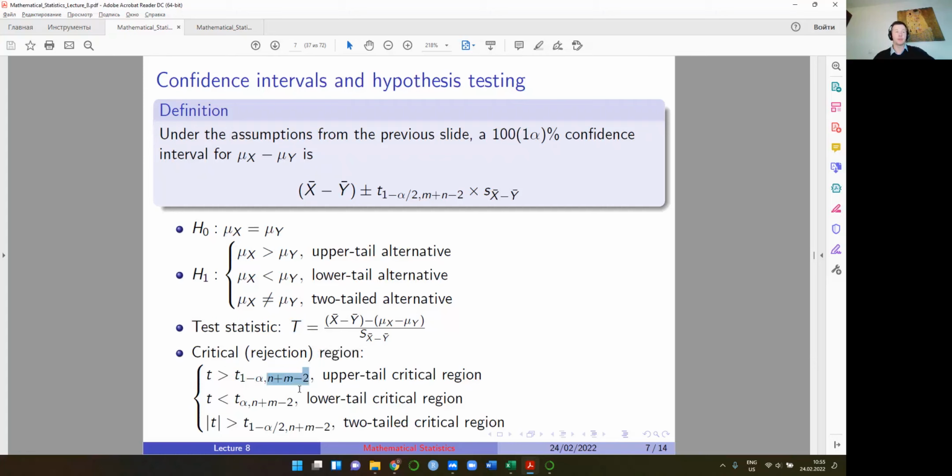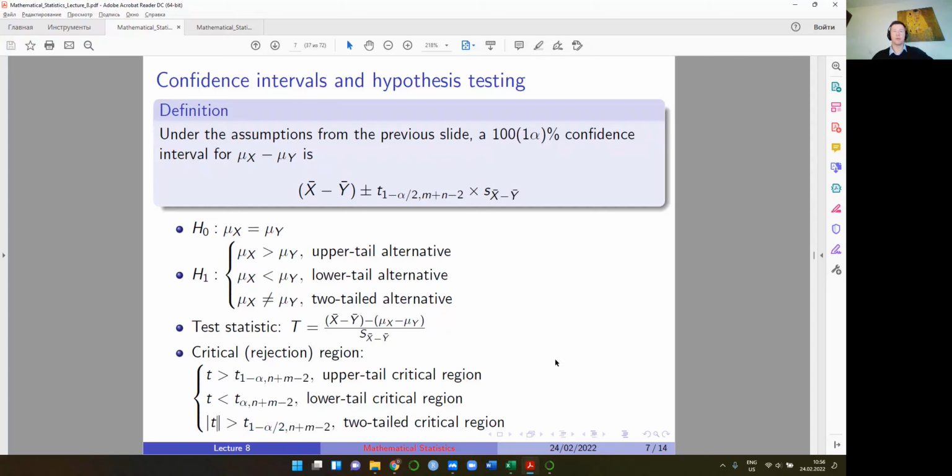For the lower tail alternative, we want the lower tail critical region, and in this case, we want to know the lower alpha quantile of a t-distribution. Or if we are interested in the two-tail alternative, then we take the 1 minus alpha over 2 quantile, and we compare the absolute value of t with this quantile. Okay, so let's see.